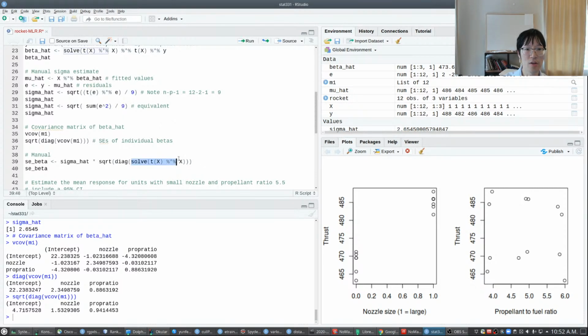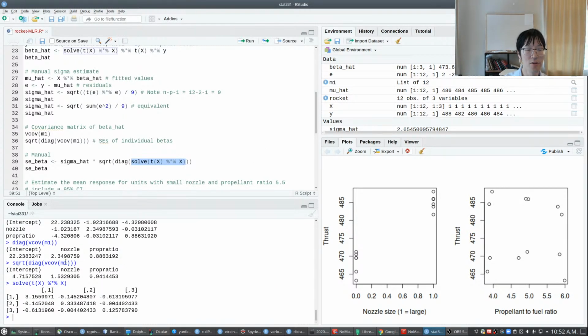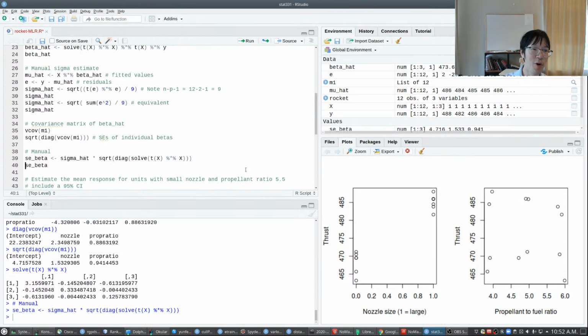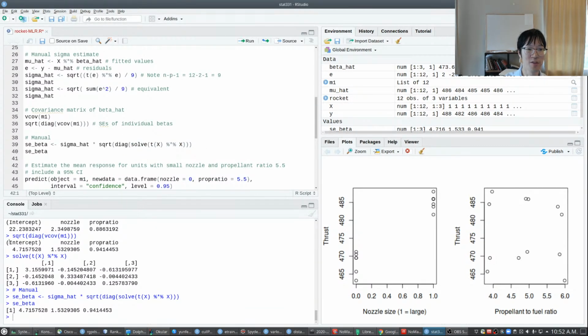Okay, so this part gives us the inverse of X transpose X, and we extract the diagonal elements, take the square root, and then multiply by sigma hat. Okay, so we do all that. That gives us the same standard errors that we had, both extracting from the model output and also from the summary of lm directly.